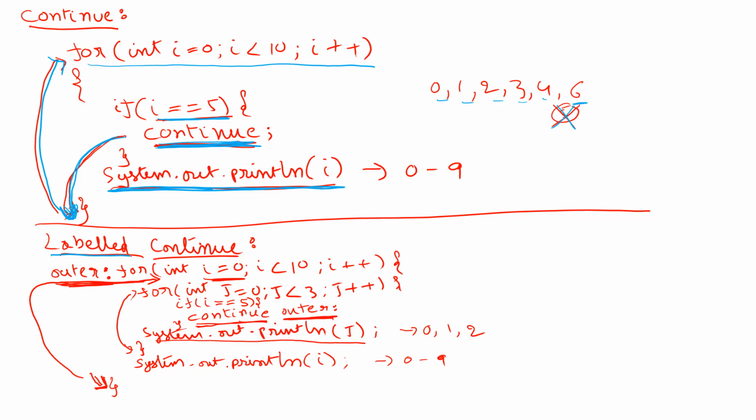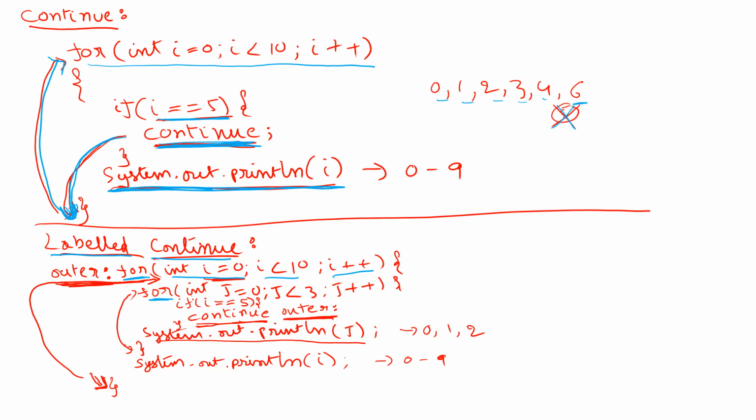Labeled continue statement. A labeled continue statement skips to an outer loop marked with the given label. So let's say I have two for loops. One is this for loop and another one is this for loop. This for loop is int i = 0; i < 10; i++.